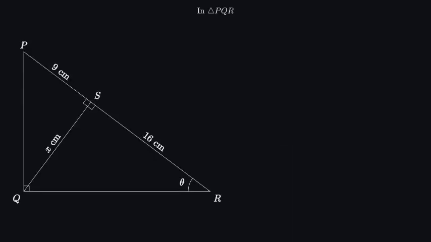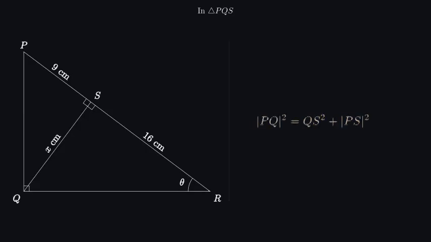To find X, we shall write expressions for PQ squared and QR squared, then use the large right-angled triangle, PQR. First, use triangle PQS. It is right-angled at S. In this triangle, QS equals X, PS equals 9, and PQ is the hypotenuse. So, PQ squared equals X squared plus 81.